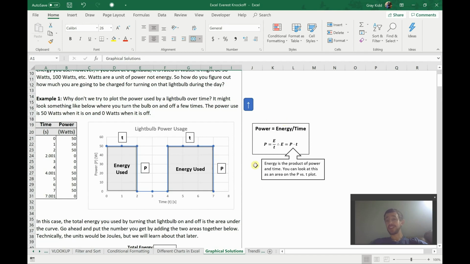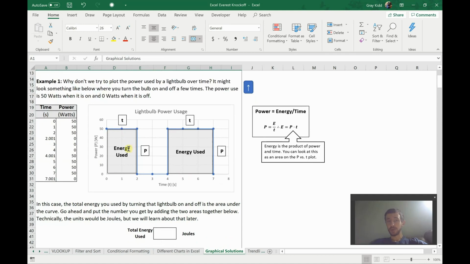Well, if I understand how power and energy are connected, which I do, power is equal to energy over time, what I then realize is that energy is equal to power times time. And this should kind of remind you of an area of a rectangle. So if I look at my plot, this is power versus time. What I see is that the area of these two rectangles, that's how much energy I used. If I know what this area is, I can determine the energy. And so if you can work out the area, it's just base times height and base times height, add them together, you can get it.